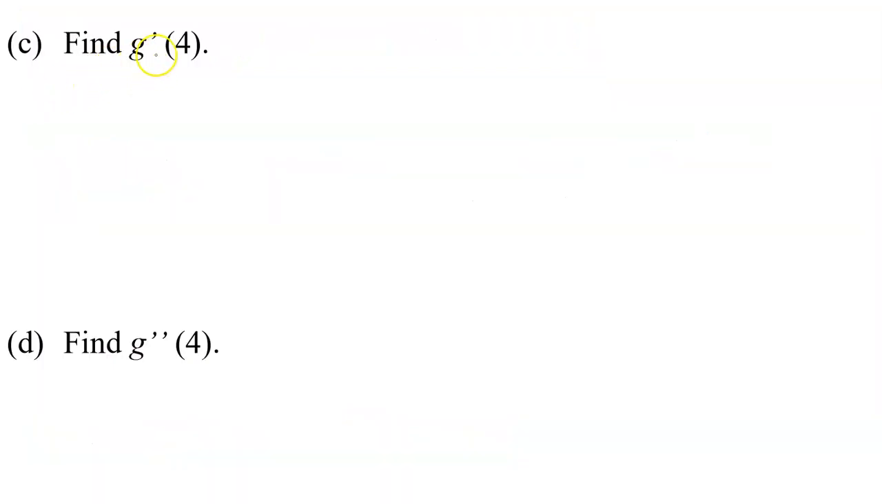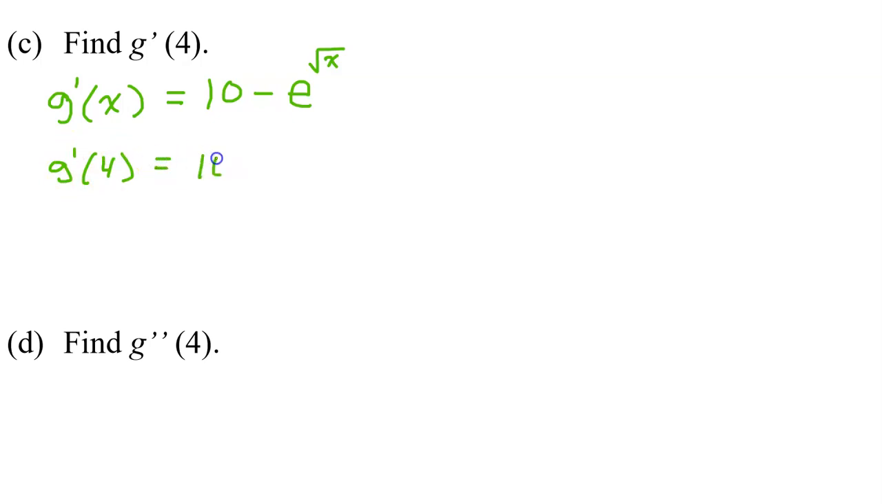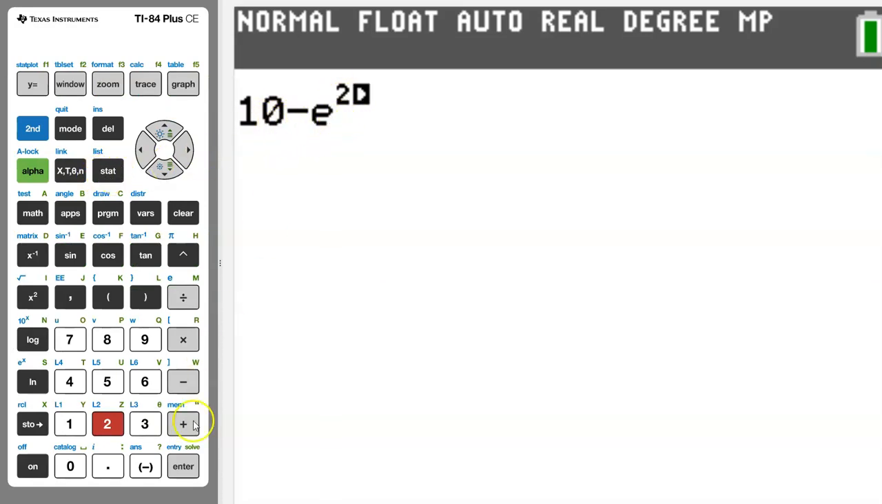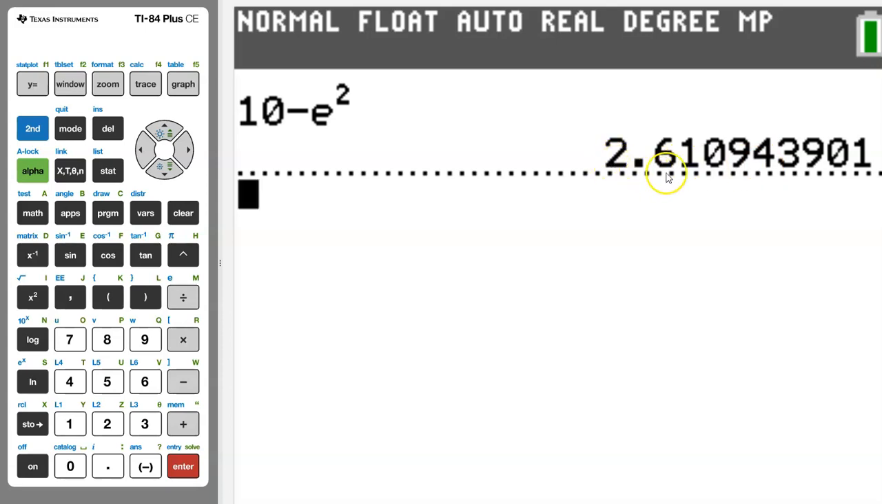Part C, find g prime at 4. Remember that we were given g prime equals 10 minus e to the radical x. So that means g prime at 4 will equal 10 minus e to the radical 4. Of course, the square root of 4 is 2, so we get this. These are acceptable answers for a free response question. However, we do have access to a calculator, so let's go ahead and write the decimal as well. I could certainly just type in 10 minus e squared, so I get this answer, 2.611, or they would accept 2.610.